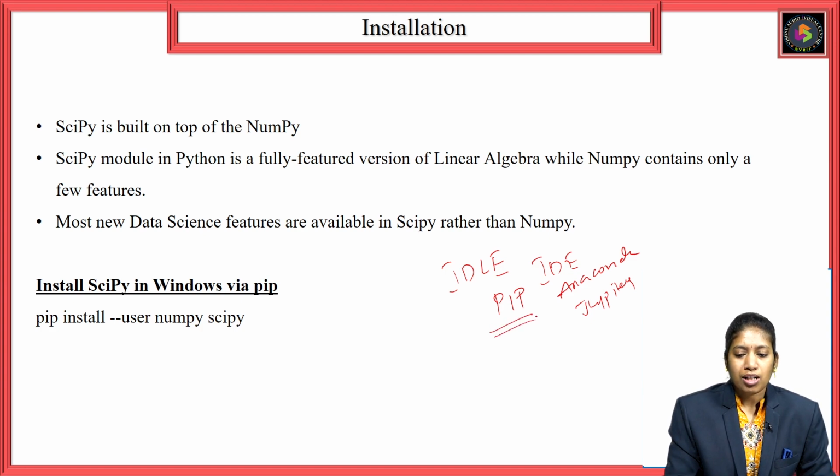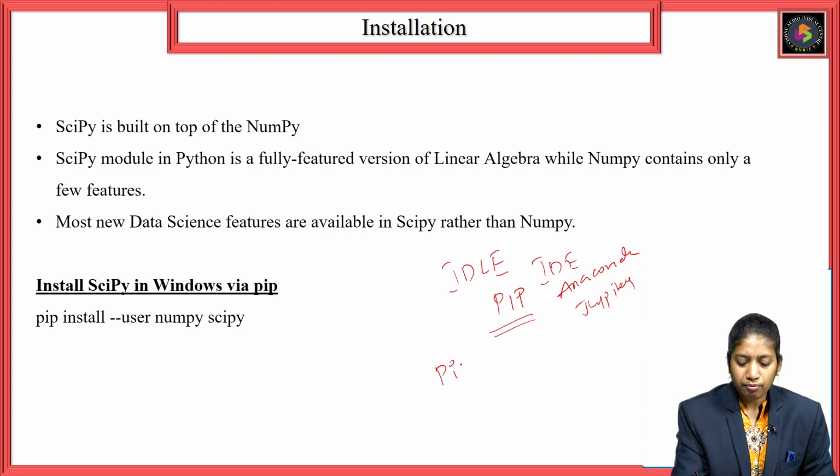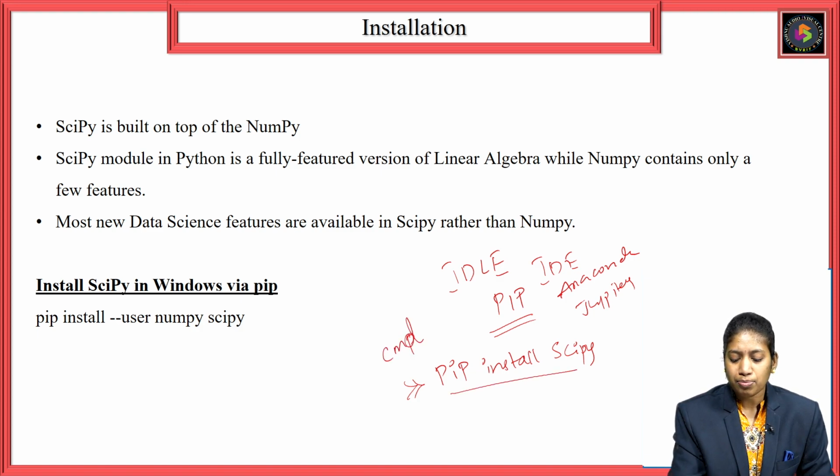So how do we install SciPy? Like we installed NumPy, use pip install scipy. Just open the command prompt, cmd, on our PC and type pip install scipy. It will automatically download all the packages related to SciPy and install them on our PC.